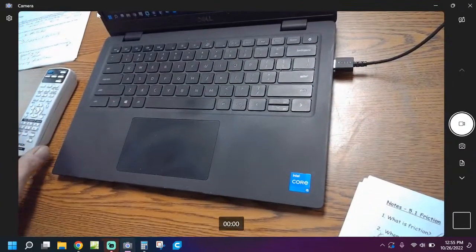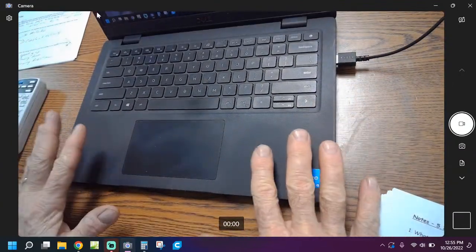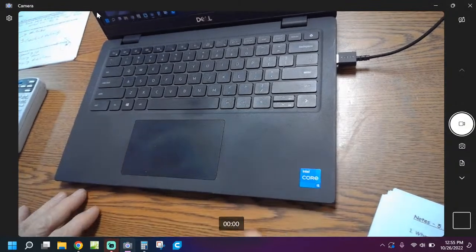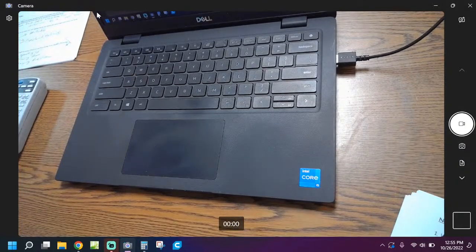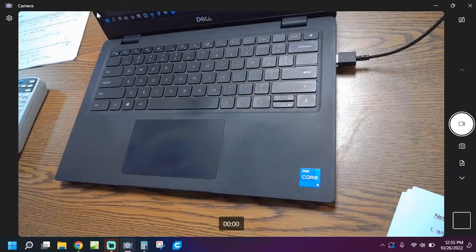Okay, so my laptop, I'm using this as an example. What kind of friction is there between the laptop and the table right now? Right now. Okay, we'll come back to that one. I'm not telling you if you're right or wrong.